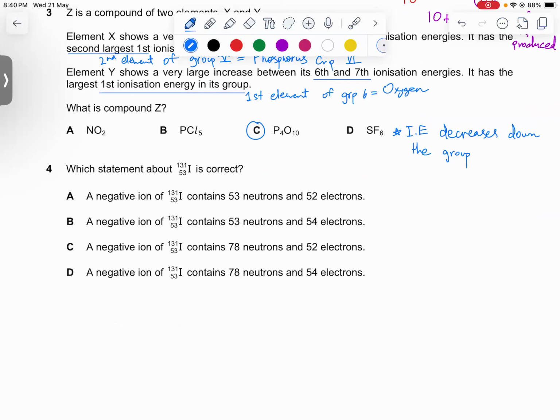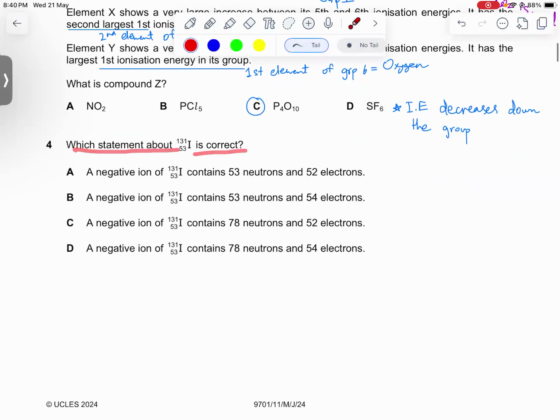All right. Next question. Which statement about 131 53 I is correct? A negative ion of 131 53 I contains 53 neutrons and 52 electrons. Okay. If it has 53 protons, then it can't be a negative ion if it has 52 electrons because there is one more proton. So this statement is wrong. This is a positive ion.